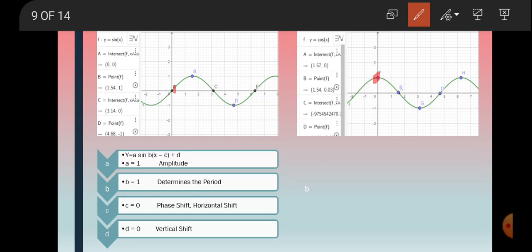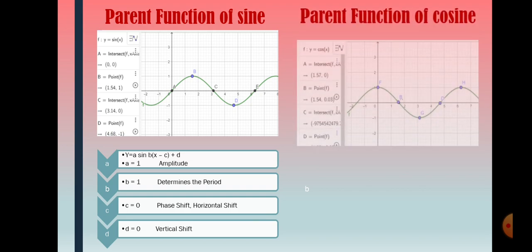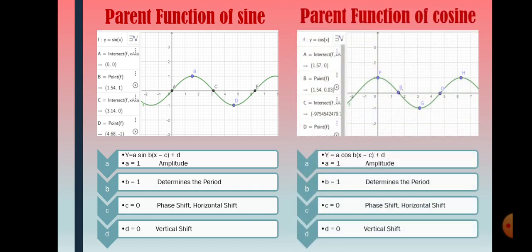And if we go ahead, we're going to look at a, b, c, d of the cosine function, and it's the same as the sine function. a is 1, the amplitude is 1, b is 1, c is 0 since there is no shift horizontally, and d is 0 since there is no shift vertically. Alright, it's time to go to task number 2.